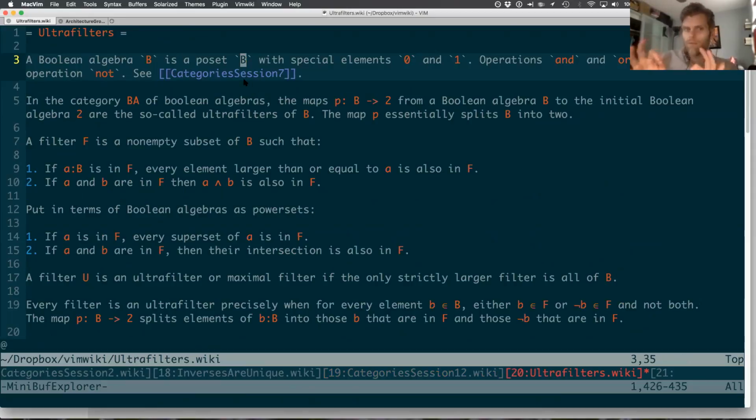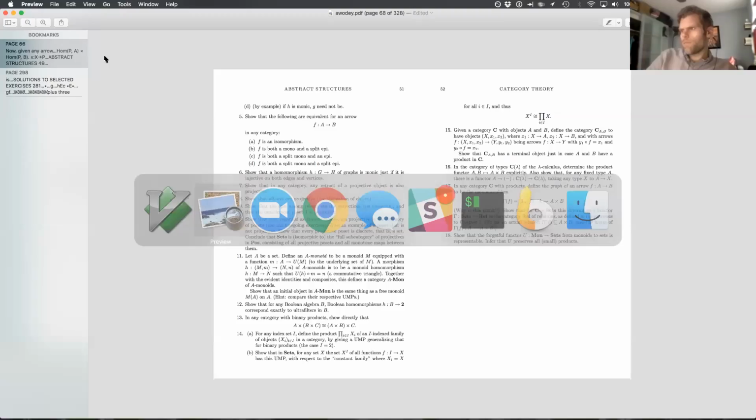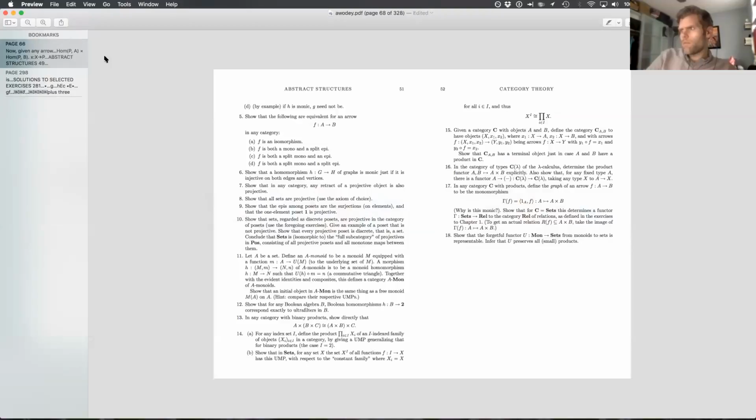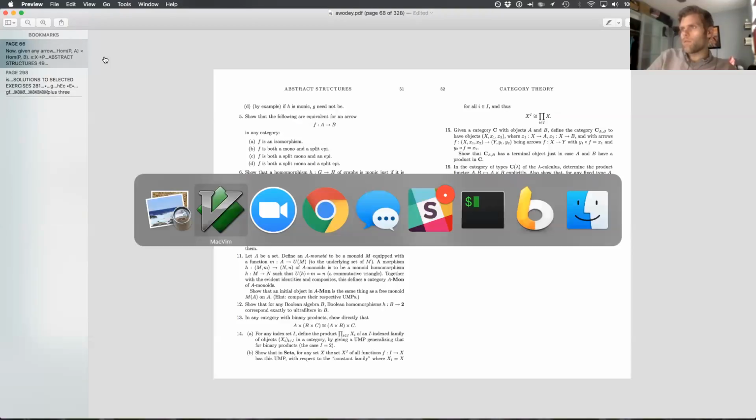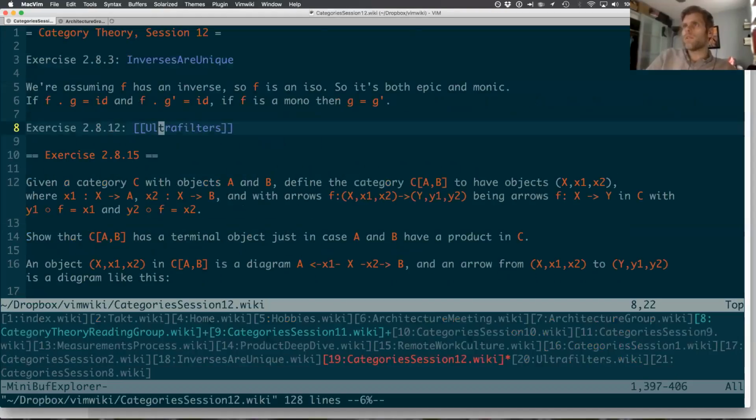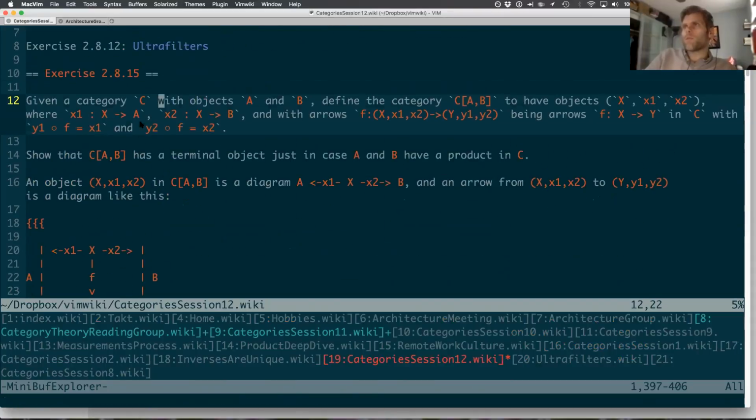So if people want to refer back to ultrafilters, there's a video on session 8, where we talked about how homomorphisms from the Boolean algebra into the Boolean algebra 2 are exactly the ultrafilters. Great. It also talks about what ultrafilters are.